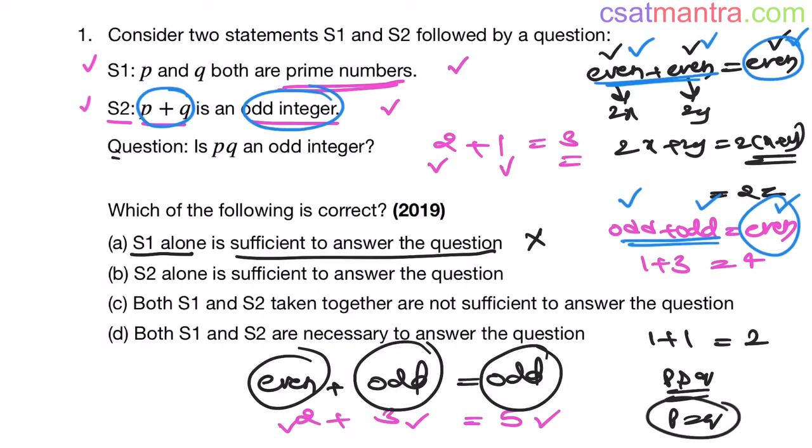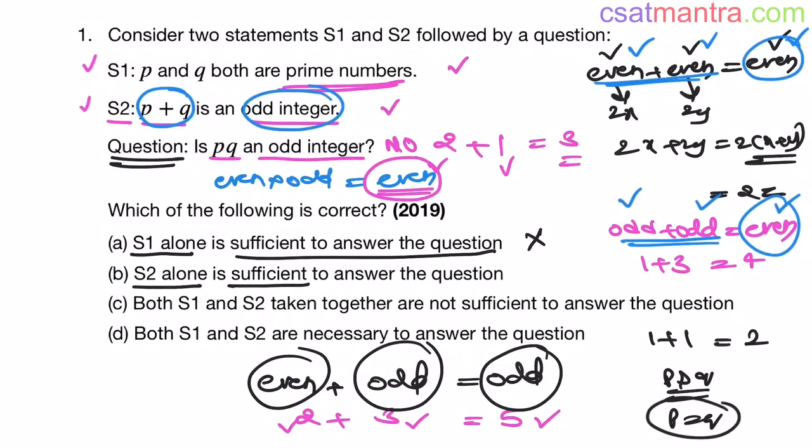Now let's see if we can have a certain answer for this question or not. Certain answer, single answer, only one answer. See, even into odd, otherwise odd into even, both are the same, my friends. This will always be even. So the question is: is PQ an odd integer? Our answer would be no, my friends, because we are getting the answer as even. So if I ask this question, you would say PQ is not an odd integer, PQ is an even integer, and that's the single answer you have for this question. Is there any other answer possible? No, my friends, okay? Now see, statement 2 alone is sufficient to answer this question. So our answer is B.